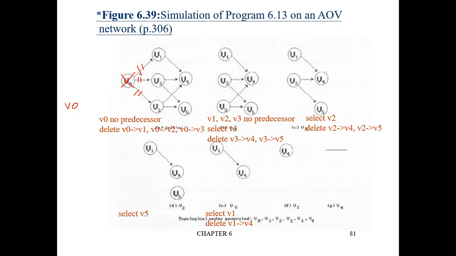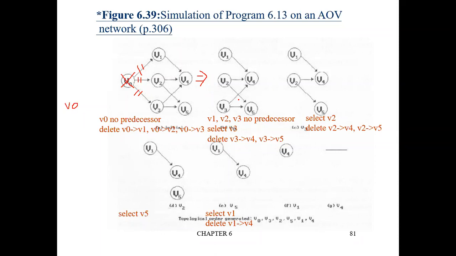Once you delete V0 and all its outgoing edges, the graph will now look something like this. A tree is also a graph, so I can call it a graph. Now from this graph you have to identify the vertex with 0 in degree. How many vertices have in degree 0?